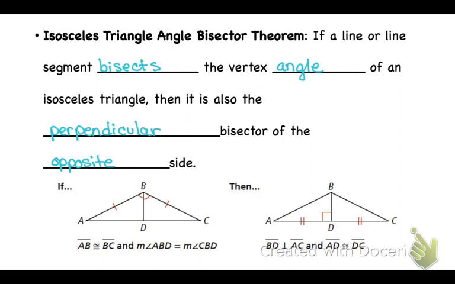How do I know this angle is bisected? There's a line, and there are two little arcs. Not the line, the arcs, right? Okay, so the angle is bisected.